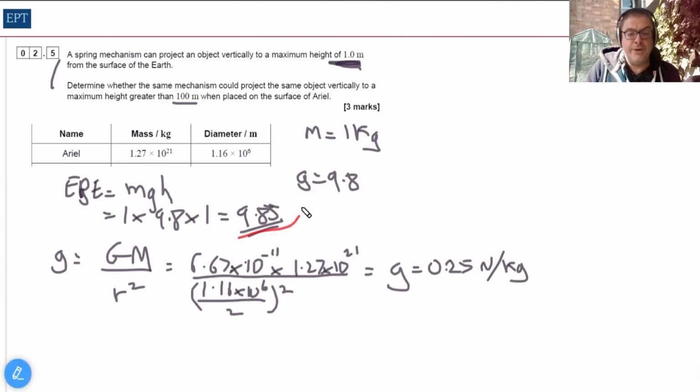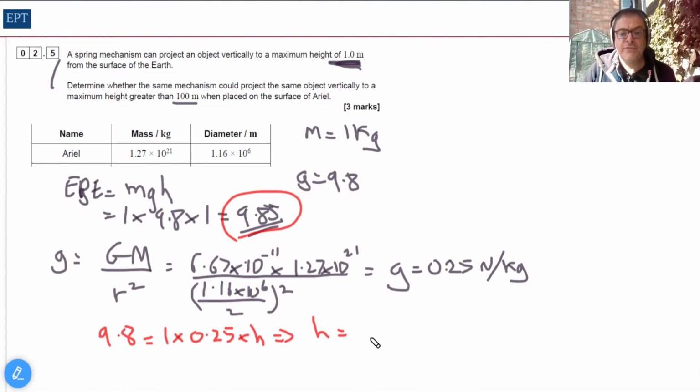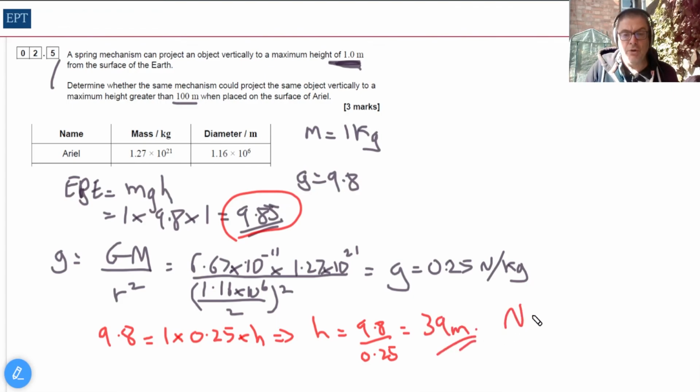We know, of course, that our spring has that much energy in it, so we can say the elastic potential energy is 9.8 joules, and that's equal to m, the mass, which is 1 kilogram, times g, which for Ariel is 0.25, times h. In other words, the height now that it will go on the surface of Ariel is just 9.8 divided by 0.25, which is going to come out as about 39 meters. So the answer to this question is no, it's not going to go over 100 meters. Hopefully you found that oh so marvelously useful.